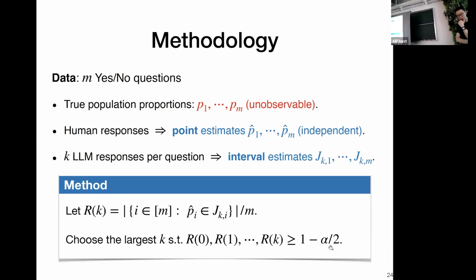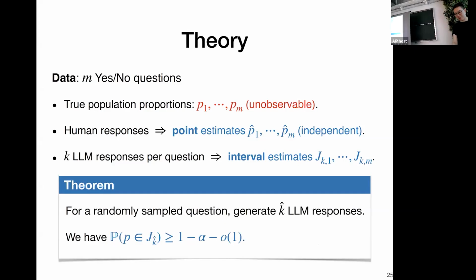It's very similar to some hypothesis testing and false discovery rate control techniques. So you choose the sample size k as long as you maintain some coverage guarantee. This method is implementable and very easy to run. So you choose a k hat now, and here's the theoretical guarantee.